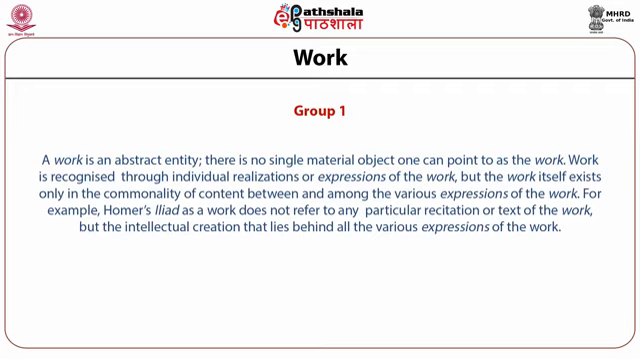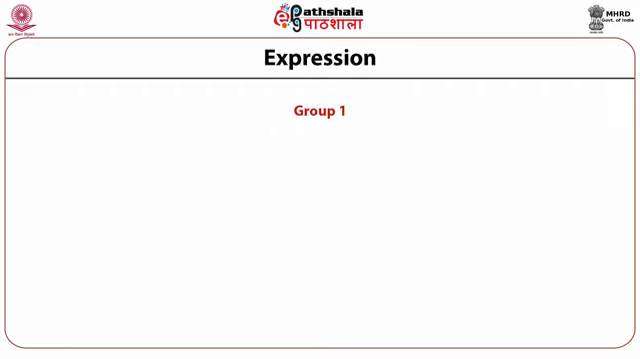So, a work, when it is realized, becomes expressions of the work, but the work itself exists only in the commonality of content between and among the various expressions of the work. So, the content, when it is realized, becomes expression. For example, Homer's very famous Iliad as a work does not refer to any particular recitation or text of the work, but to the intellectual creation, the intellectual thought content that lies behind all the various expressions of the work. So, then comes what is expression?